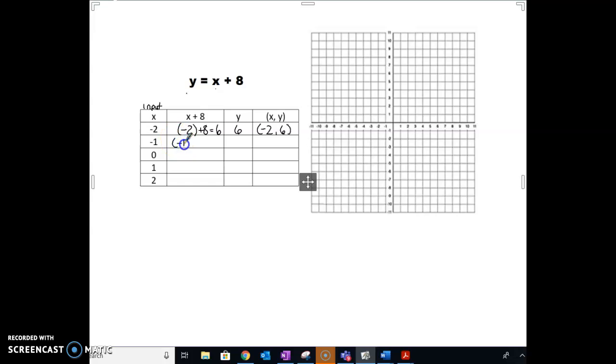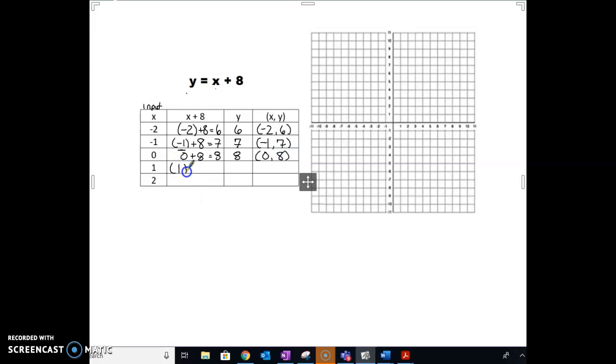When x is -1, you're going to substitute in -1 for x. Instead of writing x, you now have a value for that. So you're going to plug that in. y is 7. So the point you're going to graph is -1 for x and 7 for y. When you plug in 0 for x, plus 8, you get 8. That means when x is 0, y is 8.